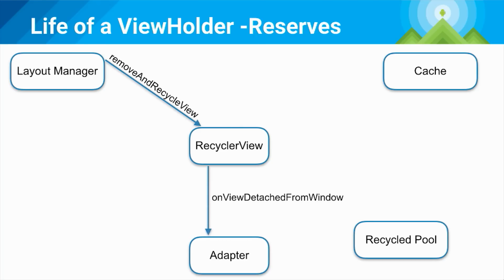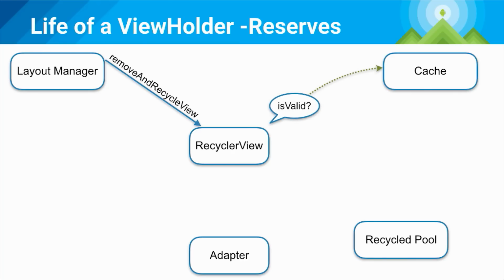So layout manager says, OK, remove and recycle this view. Tells the adapter, OK, this view has been detached. And then checks if this view is valid. This is important. Valid means the view still represents that item in that position. The contents are up to date, but layout manager doesn't want this view anyway. A simple example is scrolling.